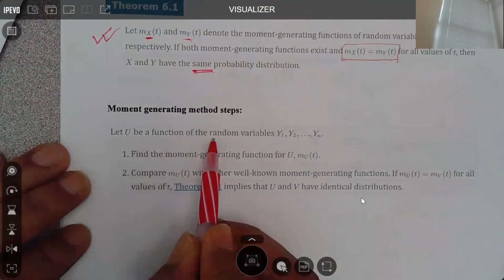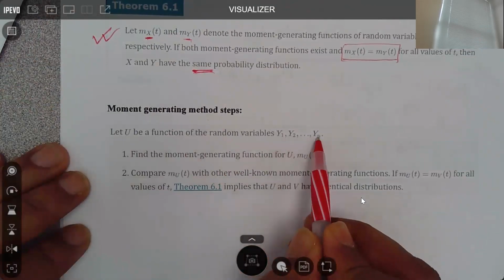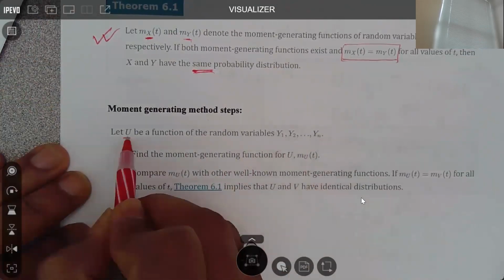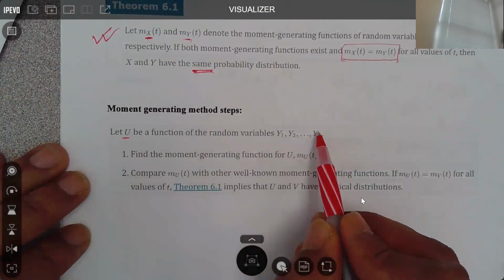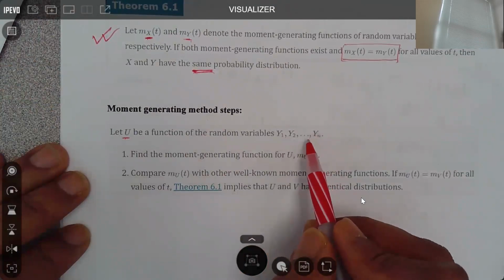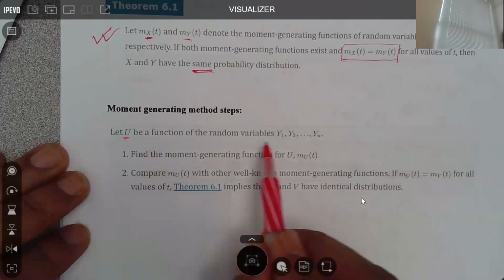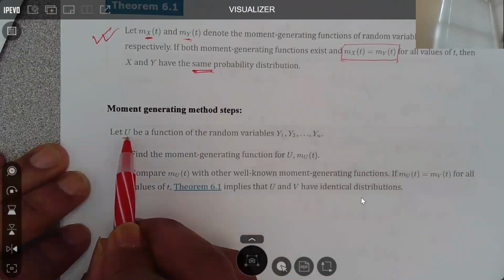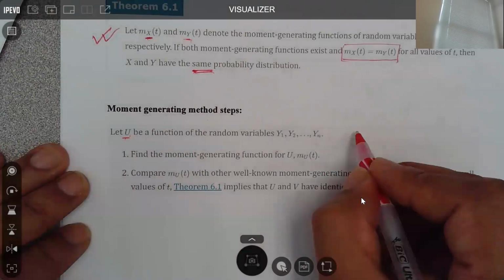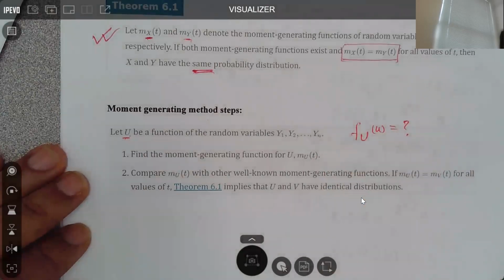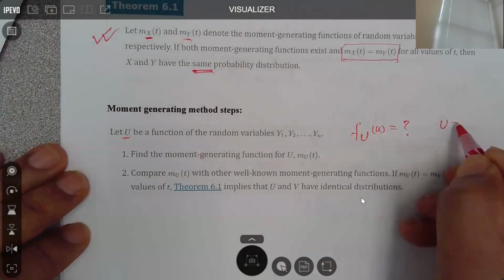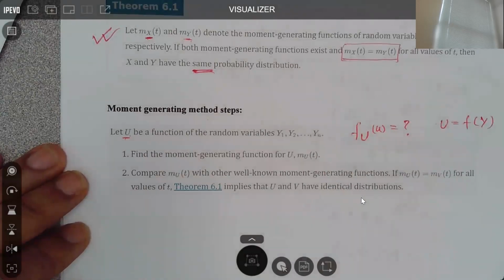Let U be a function of the random variables Y1, Y2, up to Yn. So U is a new random variable, and Y1, Y2, Yn are random variables whose density functions and moment generating functions we know. And U is a function of those random variables. So we want to find the distribution of this random variable U, the density function of U.